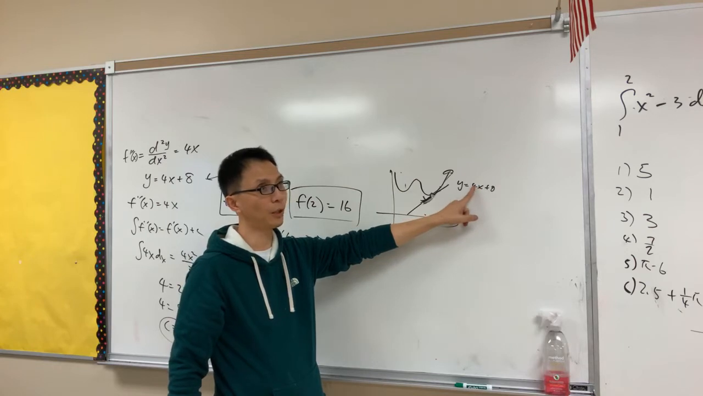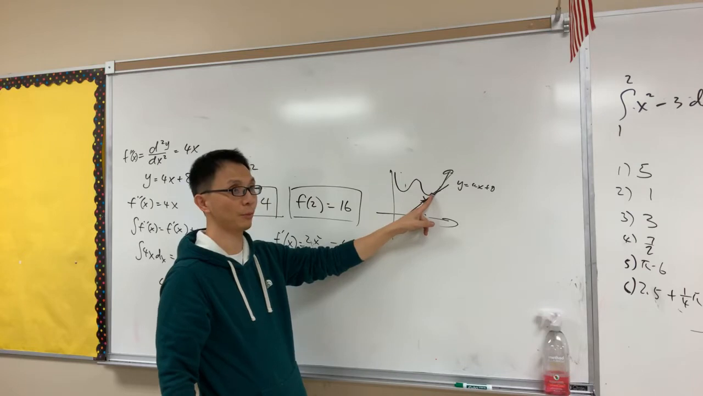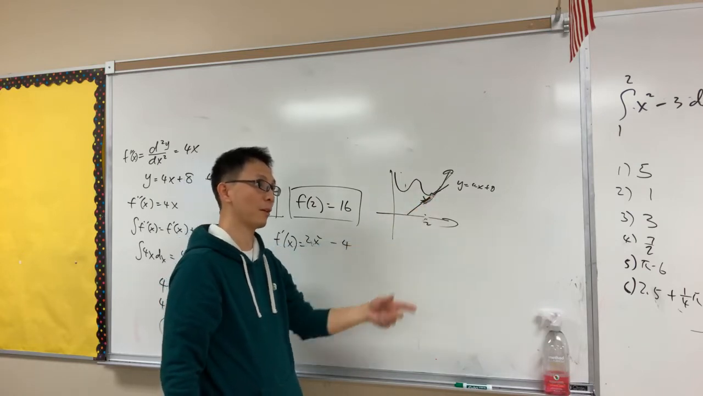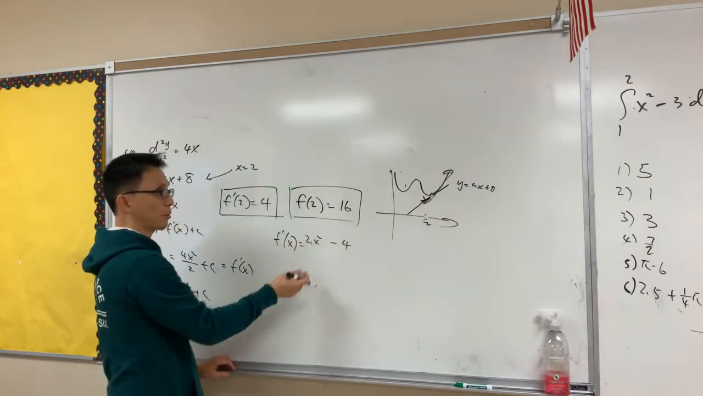So 2 times 4 is 8. 8 plus 8 is 16. The y value is going to be identical because they're touching each other, they have the same y value. Okay. Same slope and same y value. That's how the tangent lines work. Okay, so 2x squared minus 4.